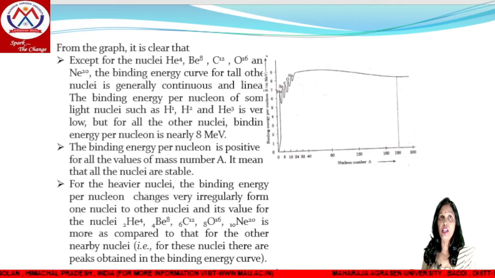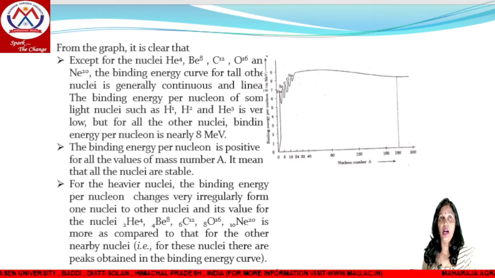The binding energy per nucleon of some light nuclei such as hydrogen-1, hydrogen-2 and hydrogen-3 is very low. But for all other nuclei, binding energy per nucleon is nearly 8 MeV. The binding energy per nucleon is positive for all values of mass number A. It means that all the nuclei are stable.